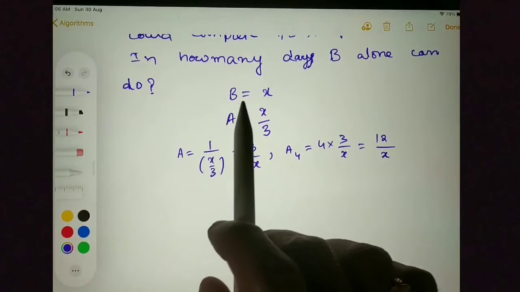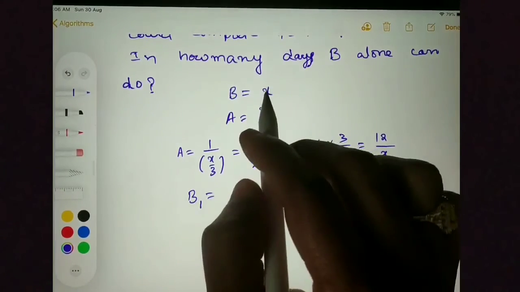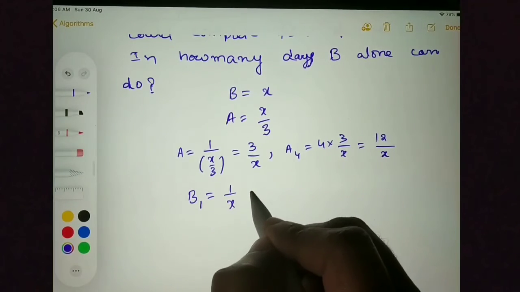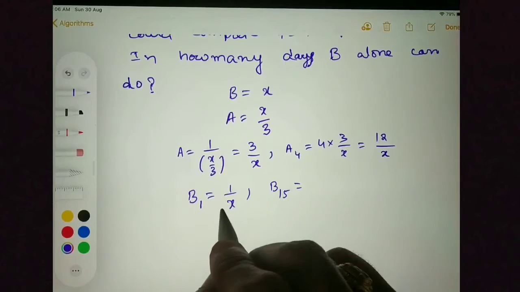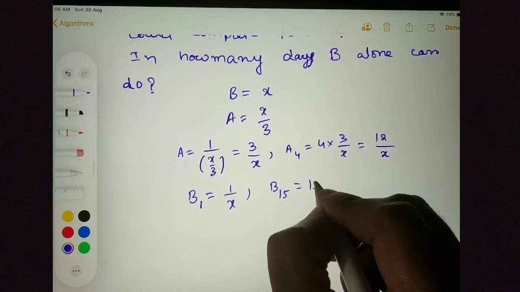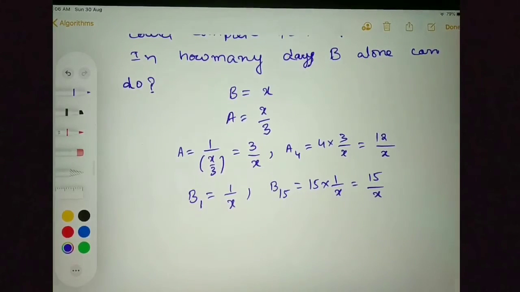What is 1 day's work of B? B can complete a task in X days, so 1 day's work of B is 1 by X. And B worked for 15 days. So what is 15 days' work? That is 15 into 1 by X, that is 15 by X.